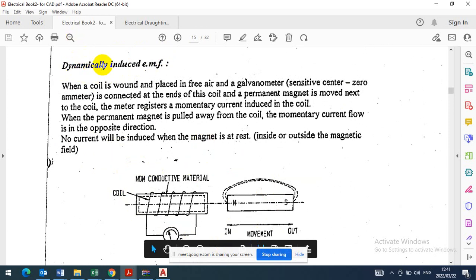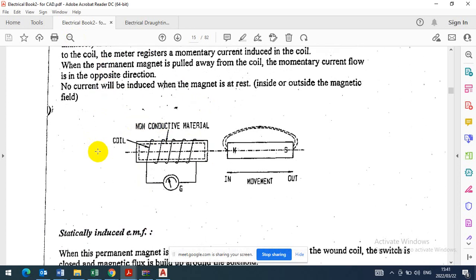How do we explain dynamic? Dynamic means movement. Before I read there, you need to have a setup: a solenoid on your left. You know this is a solenoid, right? And then you need to have a galvanometer. This G is a galvanometer, an indicator that shows which direction voltage is going, positive or negative, once we start producing voltage. It is here just to indicate whether voltage is being induced or not. Then on your right hand side, you need to have a permanent magnet, north and south, with the lines of magnet flowing from north to south.